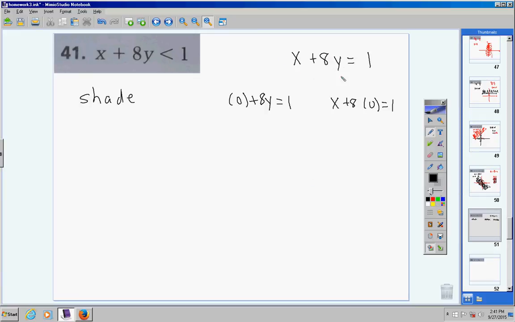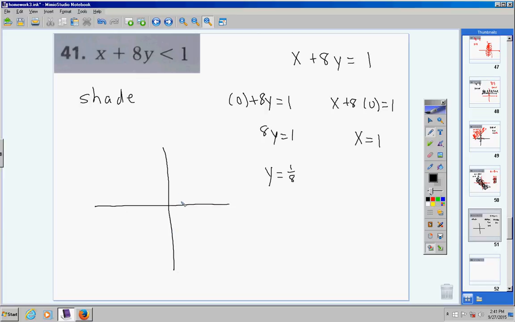which form the equation's in. Like, watch how fast this is. 0 plus 8y is 8y. 8y equals 1 divided by 8. Y equals 1/8, so there's the y-intercept. 8 times 0 is 0. X plus 0 is x. X equals 1. So just like that, I have my two intercepts.